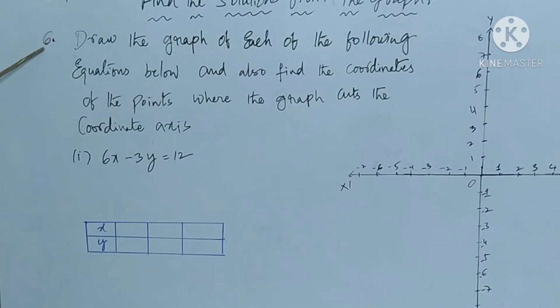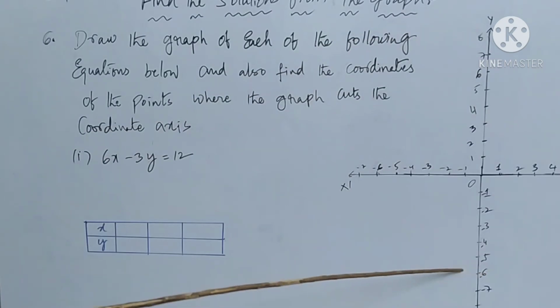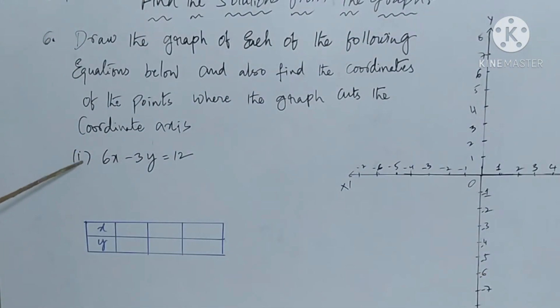This is our 6th problem. Draw the graph of each of the following equations below and also find the coordinates of the points where the graph cuts the coordinate axes. Here the coordinate axes are x and y. The equation is 6x minus 3y is equal to 12.